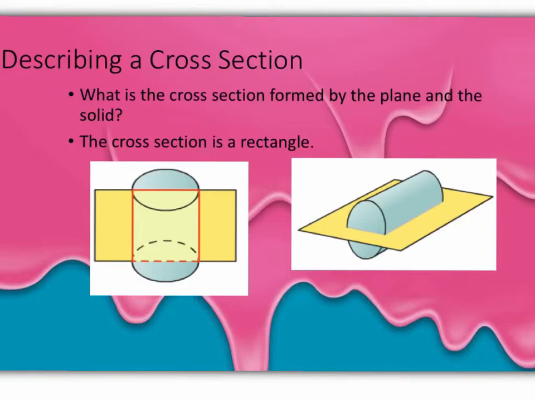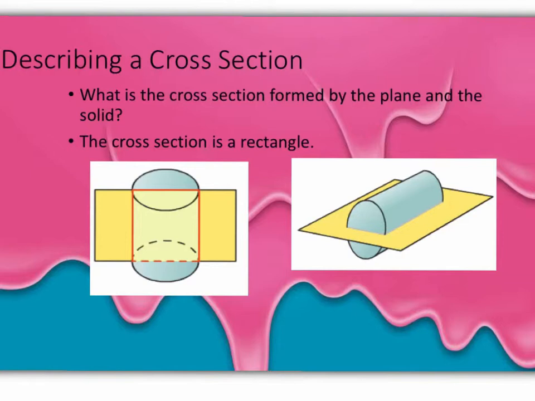So we're describing a cross-section. What is a cross-section formed by the plane and the solid? So here is the solid, and then we're cutting it with the plane. Same here. And if you cut these solids with this plane, the cross-section will be a rectangle. So that's all you're doing, is identifying the cross-section.